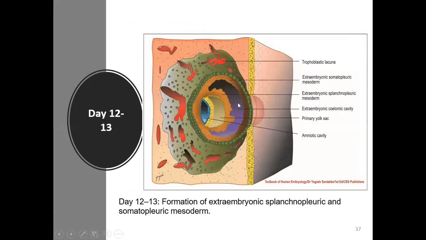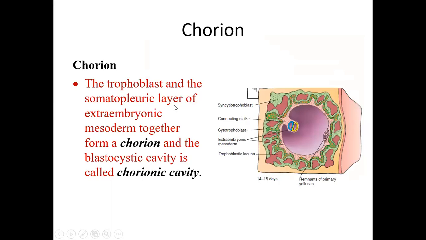So over here you can see this is the chorionic cavity. This is the primary yolk sac. This is the future connecting stalk. Still this chorionic cavity has not encircled the growing embryo. This is by day 12 and 13. And the uteroplacental circulation has been established.